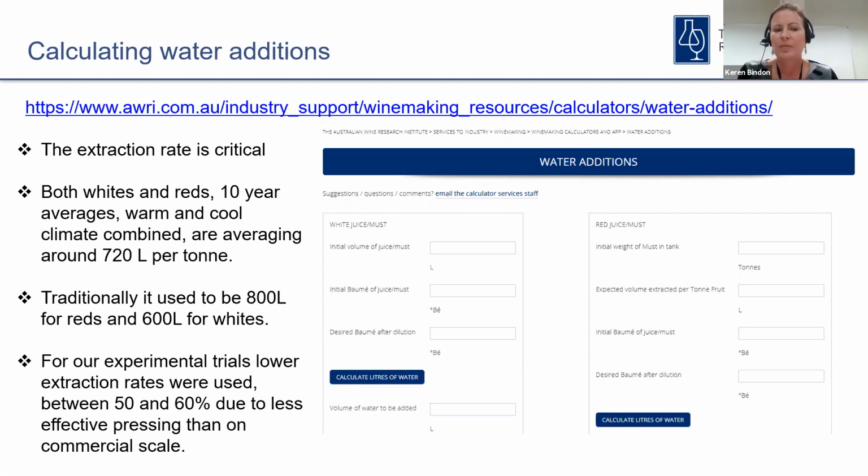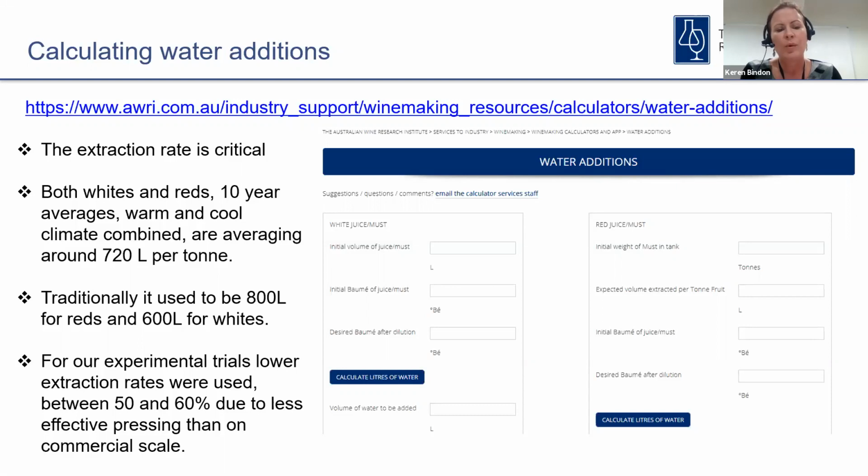So I think also coming back to the point of vintage compression and perhaps seeing later harvests and a bit more dehydration in the grapes. We're finding that now, looking at the 10-year average for both white and red grapes, and across warm and cool regions, that the extraction rate is averaging now at about 720 litres per tonne, whereas historically this would have been thought to be 800 litres for reds and 600 litres for whites.